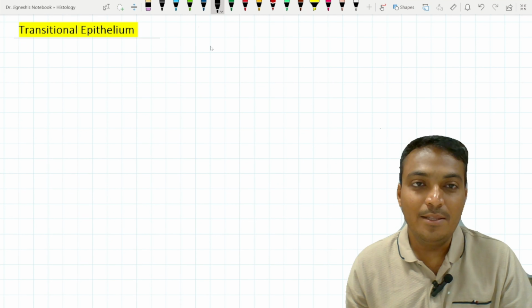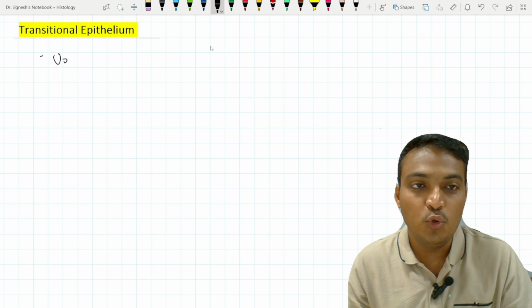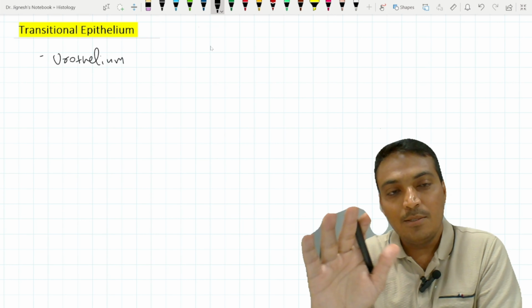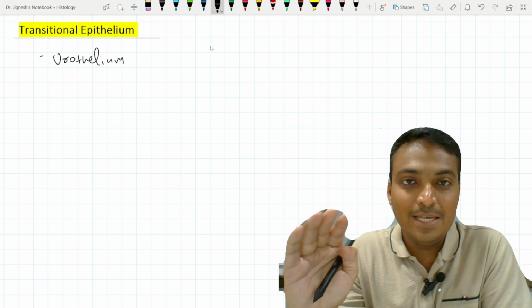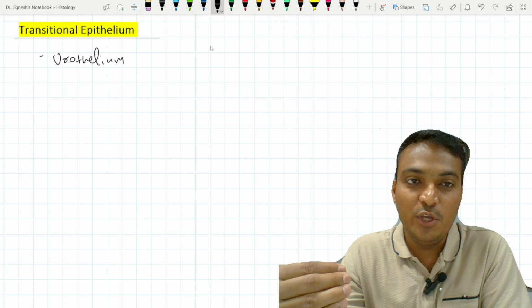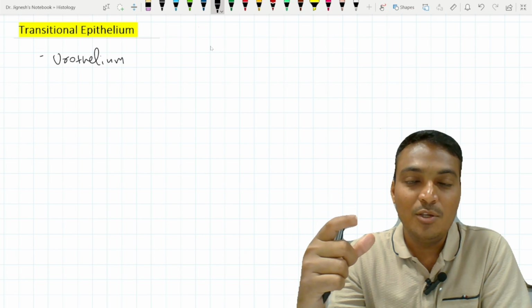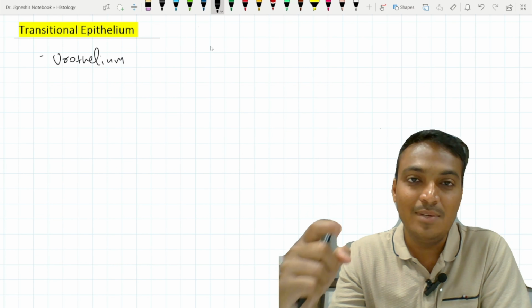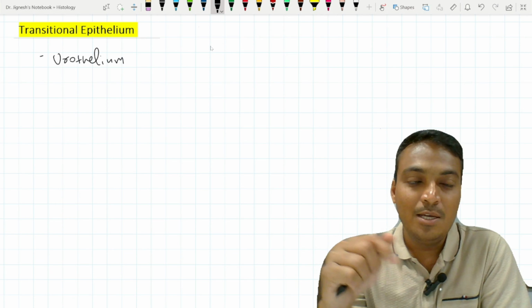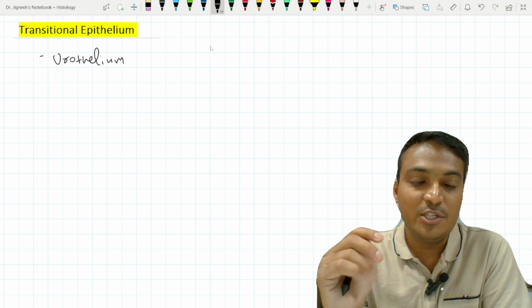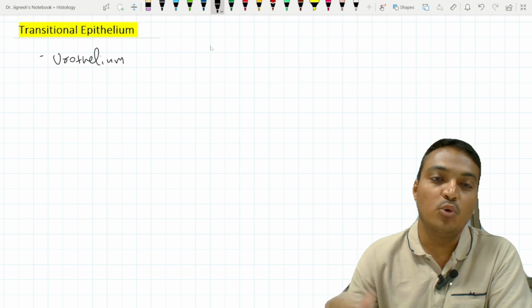Hello all, let's see the transitional epithelium. This transitional epithelium is also called urothelium, as this type of epithelium is present in most of the urinary system, like minor calyces, major calyces, ureter, bladder, as well as the upper part of the urethra. So that's why this epithelium is concerned with the urinary system, and that's why it is also called urothelium.